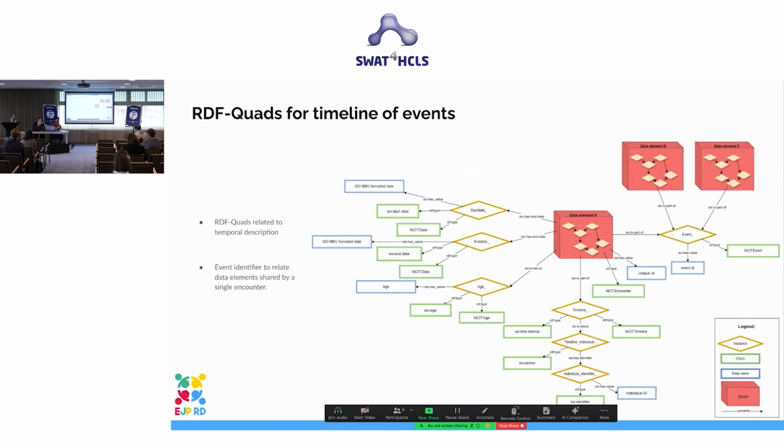We can say that all this information has one identifier, and this identifier is related to temporal information, which is based on start date, end date. We can use ages also. It exists at a certain age where the patient was observed. And this idea of a common context gave us the possibility of creating a timeline of events.